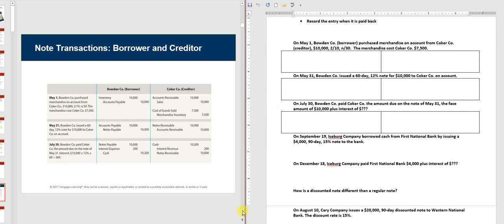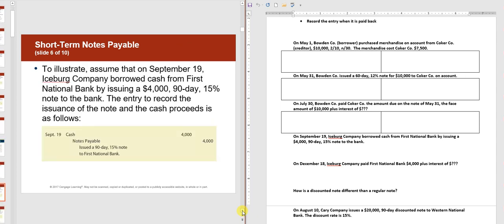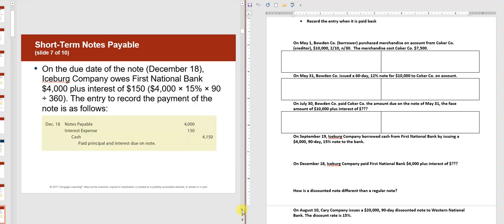Okay, next slide, where we basically see what happens if you borrow it with cash. So notice it's no different than the first one, except you have debit cash instead of accounts receivable. So put the notes payable on your books. Notes payable is a liability, so I credit it.